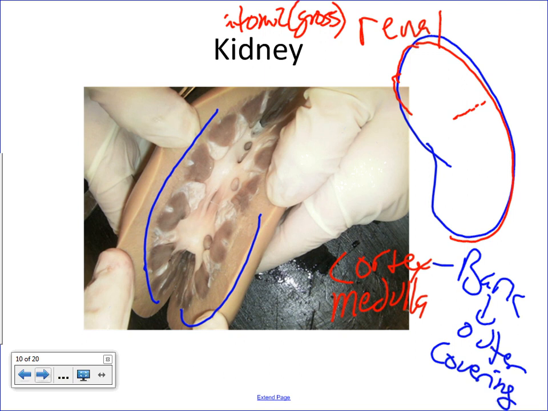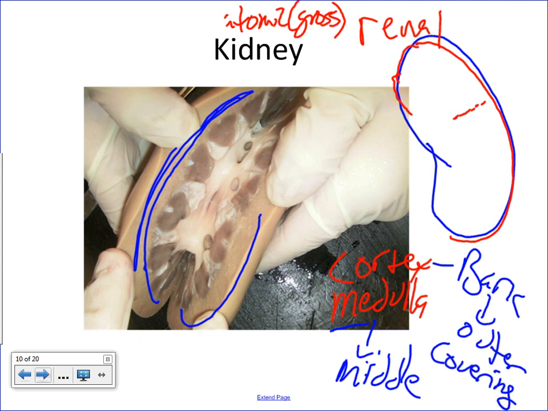Whenever you see the word cortex, you should think that's an outer covering of an organ, for example the cerebral cortex or the adrenal cortex. The cortex is the outer covering of the organ, so this would be all the renal cortex out here. And then the other part, the renal medulla, essentially means middle, the inner aspects of the organ.